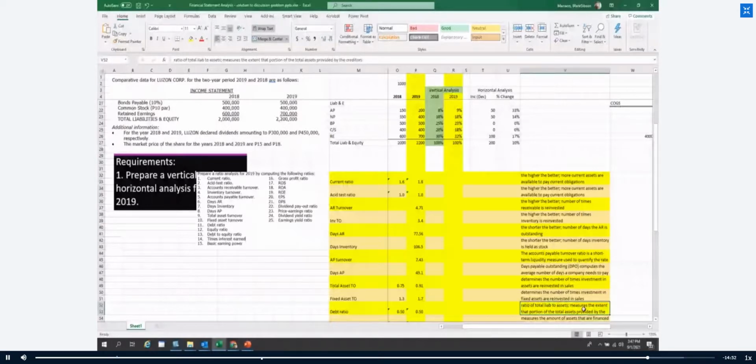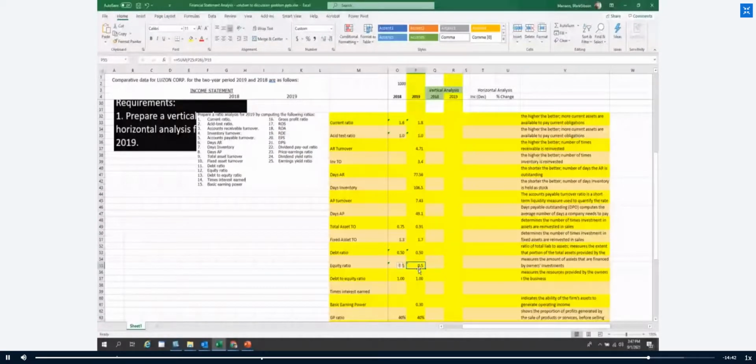Then what about your equity ratio? As you can see, class, it's 50% for debt ratio and equity ratio because these are complementary ratios. So if your debt ratio is, say for example, 30%, it's automatic that your equity ratio is 70%. These are complementary ratios. How do we compute that? It's your total equity divided by your total assets.